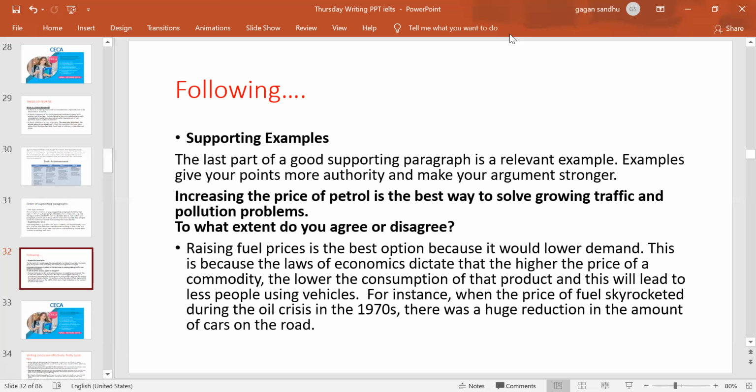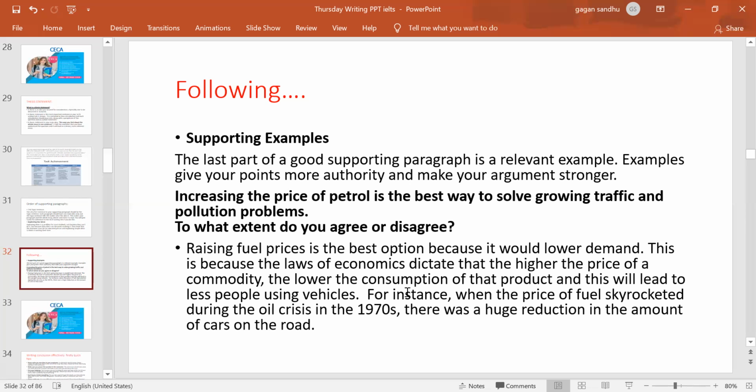It should not be like: in one sentence I say it is better, in the second I write it is not better, in the third I again say no, this is better, and in the fourth I give a reason. There should not be confusion in the order, right? Very logical. So you see here it says topic, explanation, and then the result. Then backing up with an example. For example, when the price of fuel skyrocketed during the oil crisis in the 1970s, there was a huge reduction in the number of cars on the road, right?